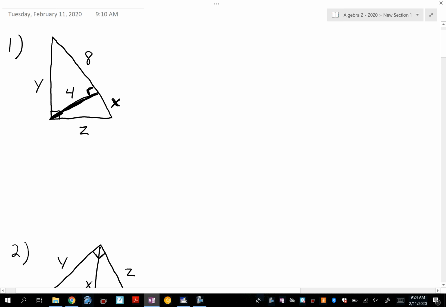So the first thing you want to look at is the altitude, which is that segment that connects the 90-degree angle to the other side length. So in this case, it is 4. So that 4 is equal to the square root of the two pieces of the hypotenuse for your biggest triangle. So in other words, that's 8 times x. All right, so let me do it again. 4 is equal to the square root of the product of those two pieces of the hypotenuse.